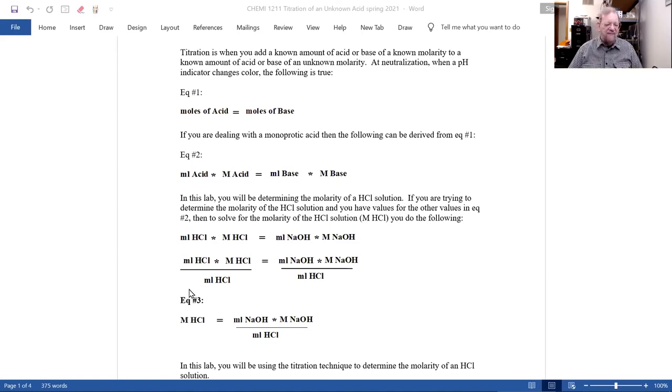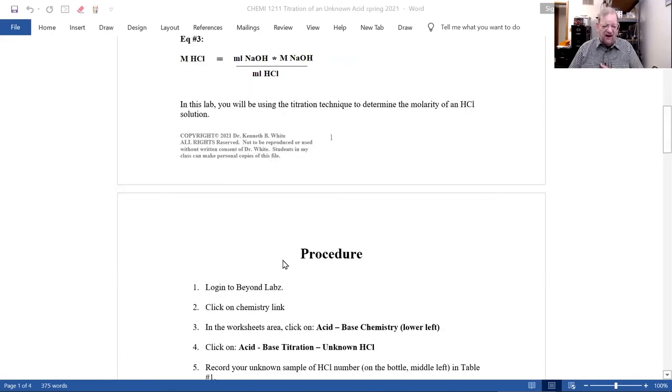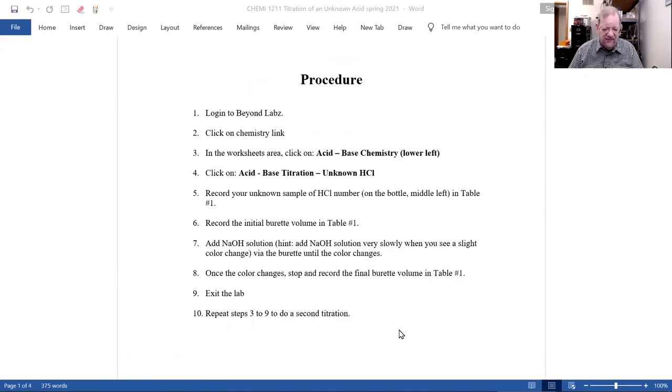Now divide this side by milliliters of HCl because I'm solving for molarity, capital M, HCl. You have to do it to the other side. This cancels out, and this is equation three. In this lab, you will be using titration technique to determine molarity of HCl. Now I have the procedure. Let's actually go through it.